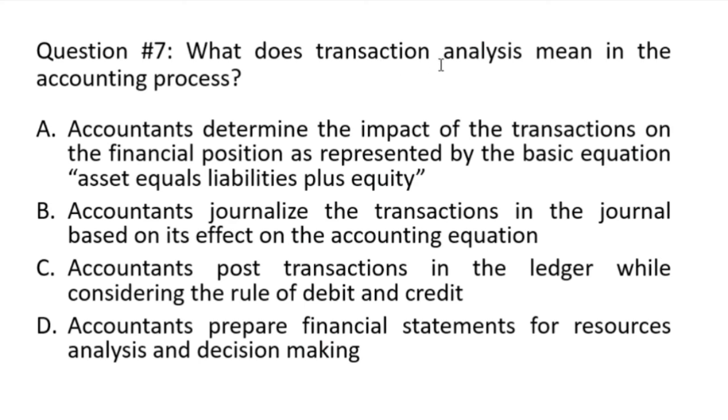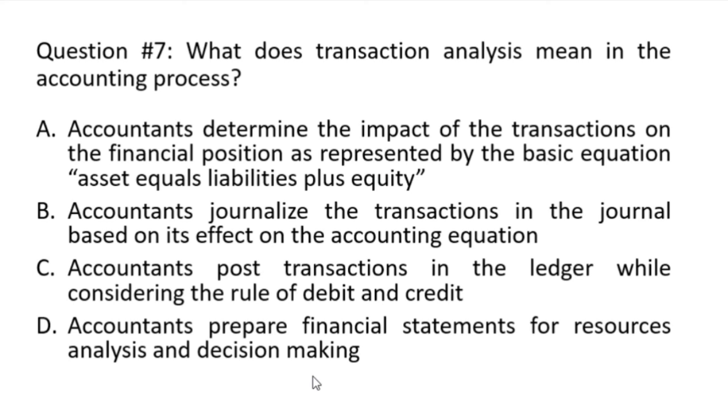What does transaction analysis mean in the accounting process? Letter A. Accountants determine the impact of the transactions on the financial position as represented by the basic equation asset equals liabilities plus equity. Letter B. Accountants journalize the transactions in the journal based on its effect on the accounting equation. Letter C. Accountants post transactions in the ledger while considering the rule of debit and credit. Or letter D. Accountants prepare financial statements for resources analysis and decision making.